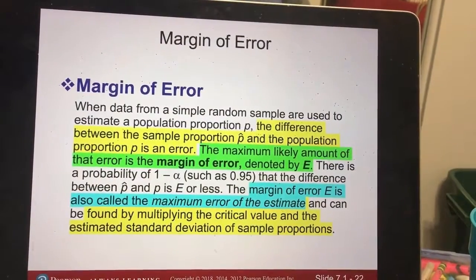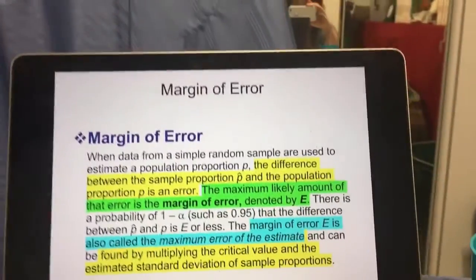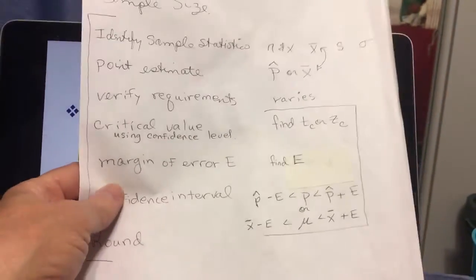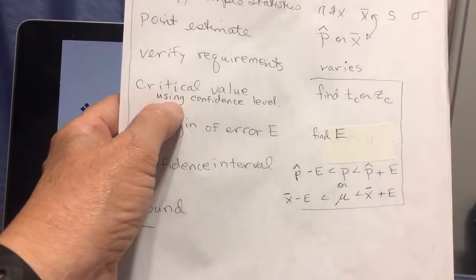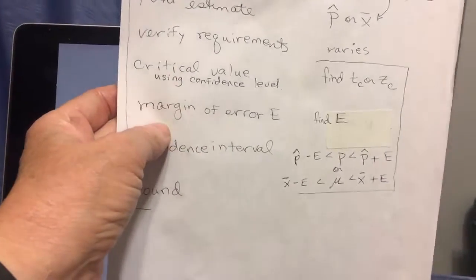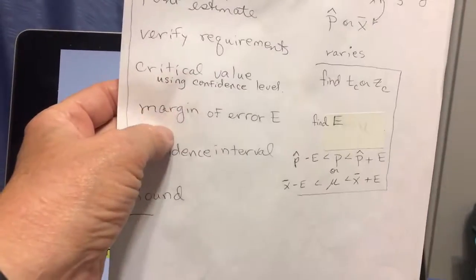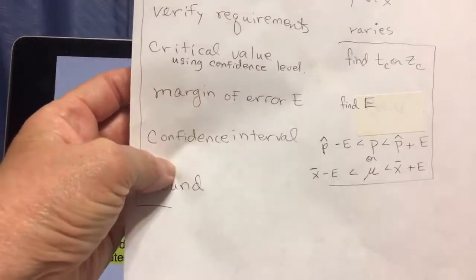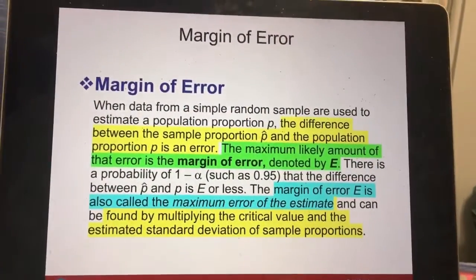Okay, so now we're going to work on margin of error. And guess what? I made this little cheat sheet for you. We just talked about critical value, which is going to change with each confidence level. And then we're going to talk about margin of error. These two go together to give me my confidence interval. So here we have margin of error.